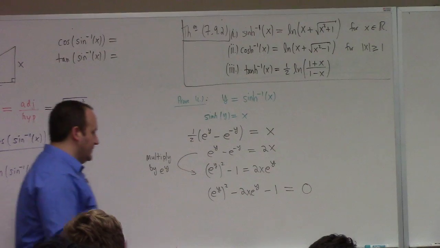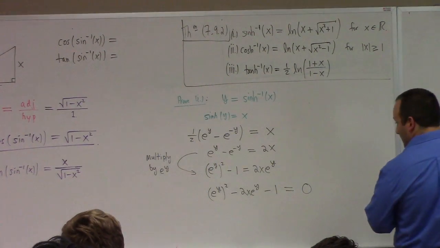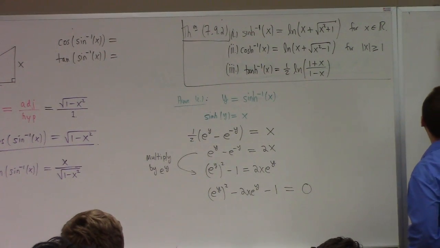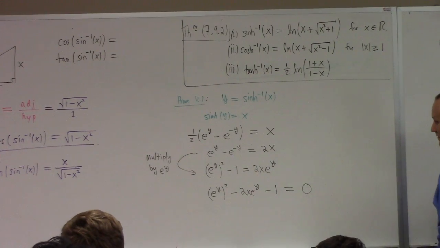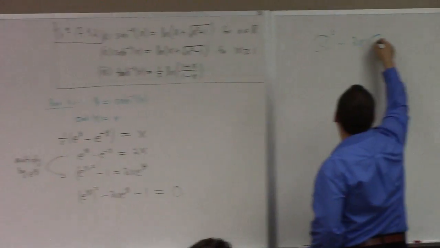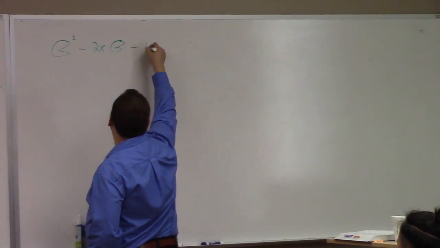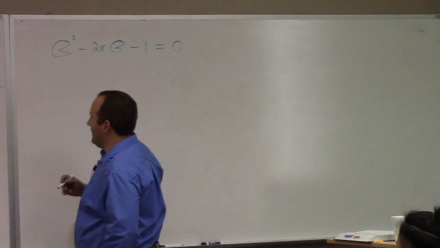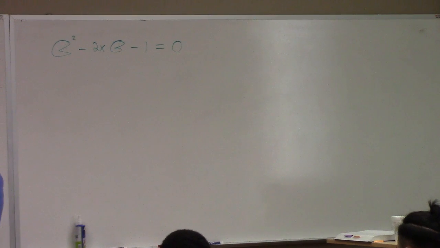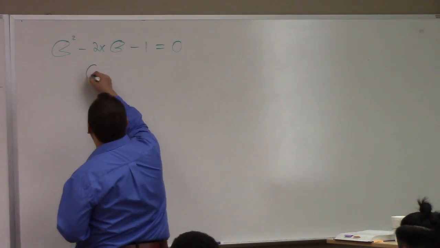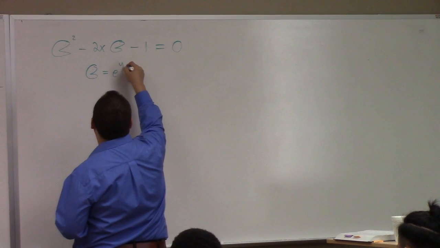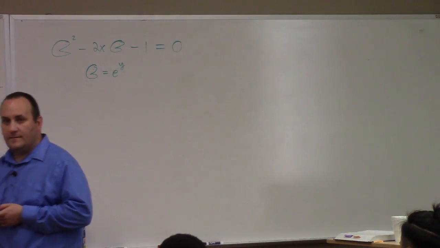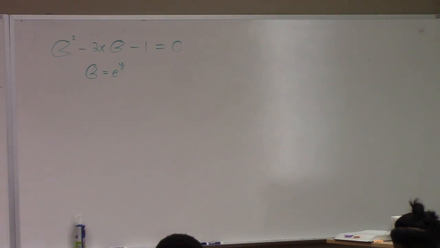Let me rewrite this a little bit. What we're looking at is Pac-Man squared minus 2x Pac-Man minus 1 equals 0, where Pac-Man is what? It's quadratic in Pac-Man. Hey, quadratics, we own those. We can solve it, right? You can complete the square to solve it if you want.